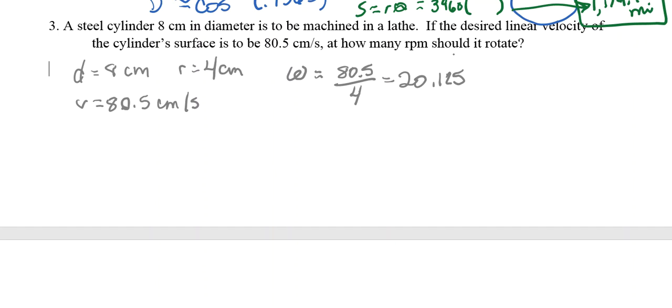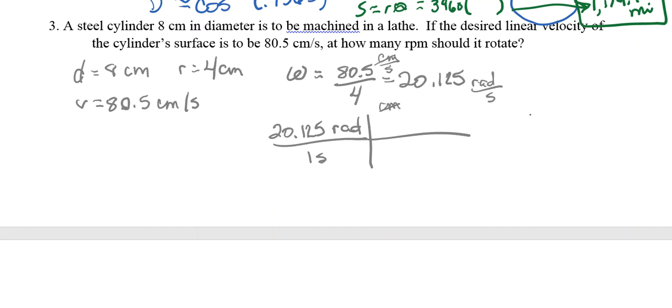My velocity of 80.5 was in centimeters per second. The 4 was in centimeters. You can see how the centimeters cancel. The 20.125 ends up being in radians per second. So I'm getting there. I'm in radians per second, and they want me to be in revolutions per minute. So when I work with dimensional analysis, I set up a little table. So I'm at 20.125 radians per second.